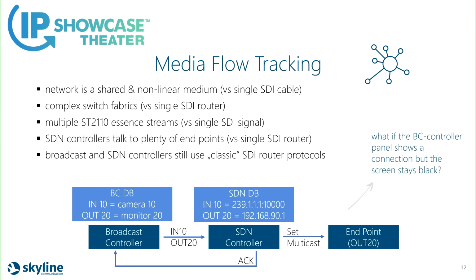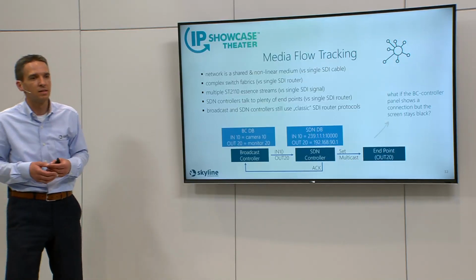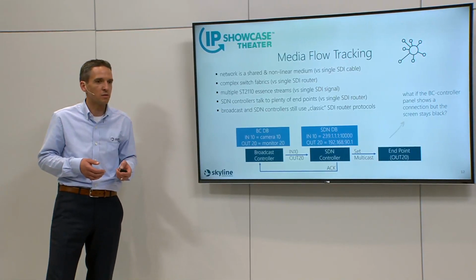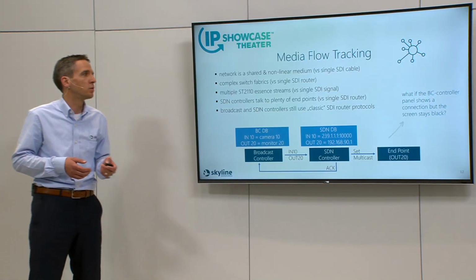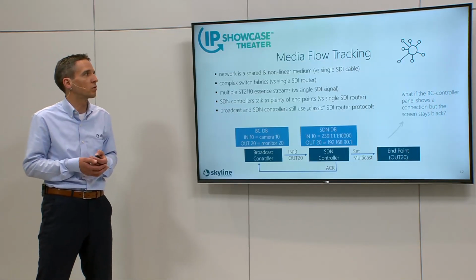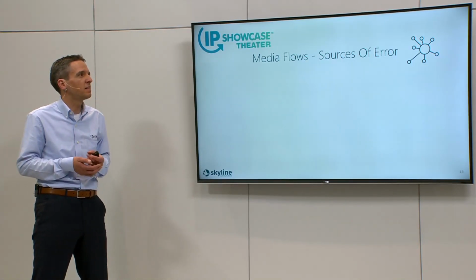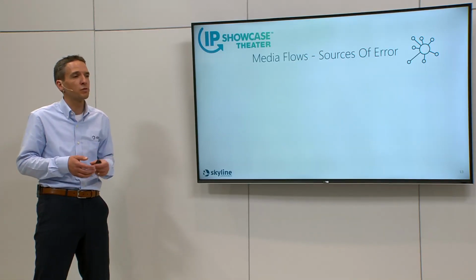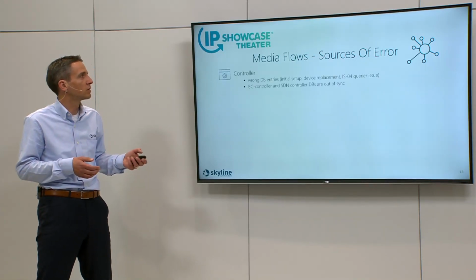And what are you doing next? You cannot run after the green cable. You need some other tools. You need something to dig into the root cause of what's going wrong. This is why you really need media flow tracking. You have to track your flows, because what can go wrong?